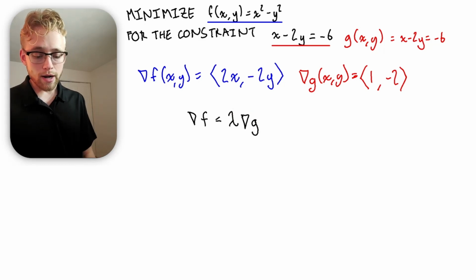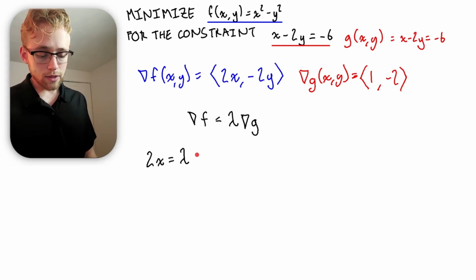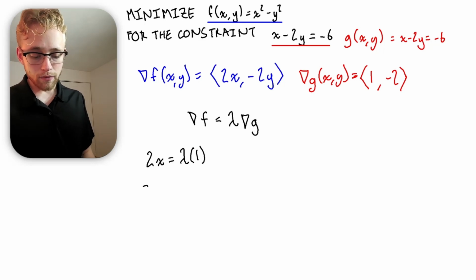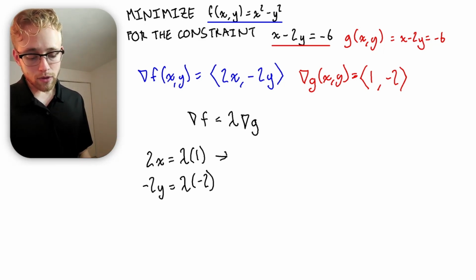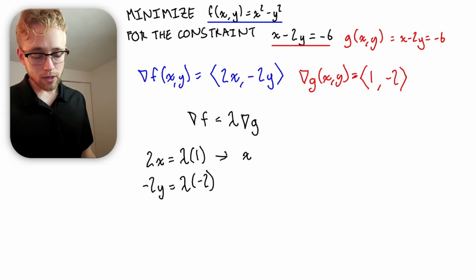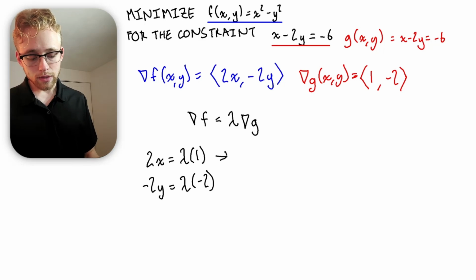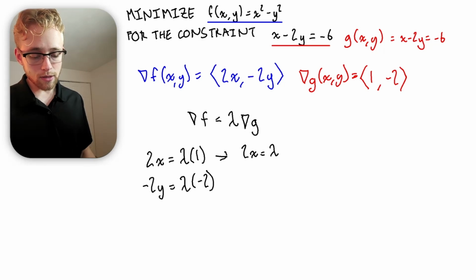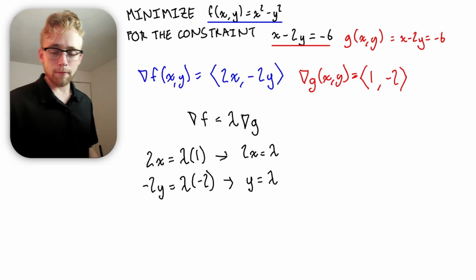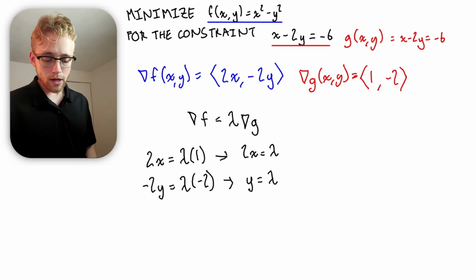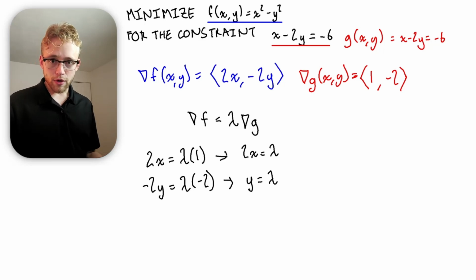Okay, so let's write out all of this in that format. We have 2x equals lambda times 1. Then we have negative 2y equals lambda times negative 2. All right, let's write out these equations a little more simply. We have 2x equals lambda, and we have y equals lambda. Okay. Now, we have 3 unknowns and 2 equations.